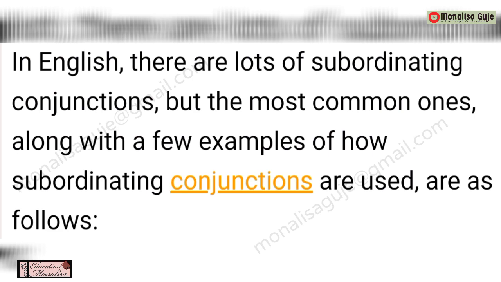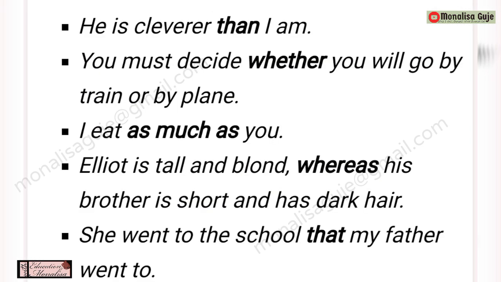We have just now seen it, but this is the exercise which you have to write. So write exercise number 1, subordinating conjunctions. He is cleverer than I am. You must decide whether you will go by train or by plane. I eat as much as you. Eliot is tall and blonde, whereas his brother is short and has dark hair. She went to the school that my father went to.